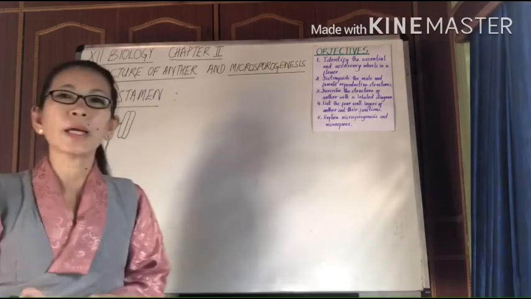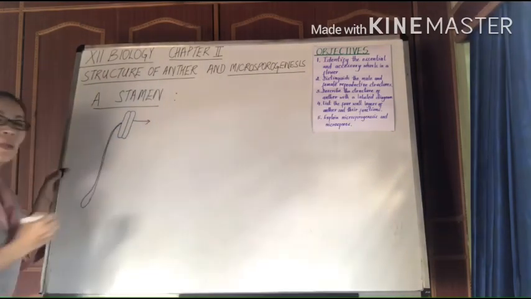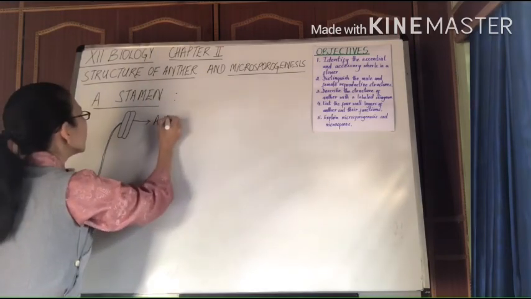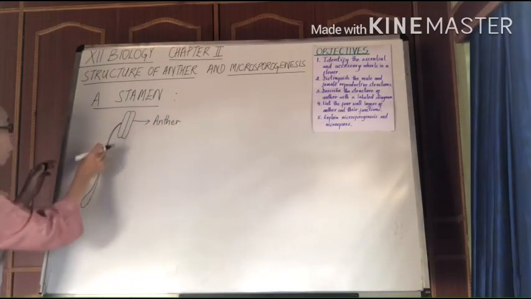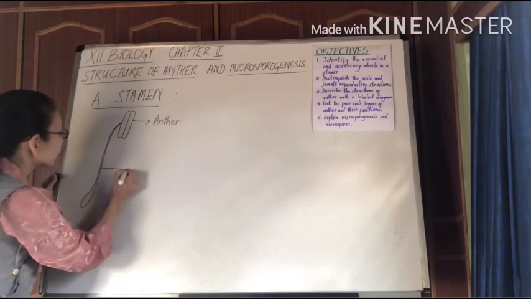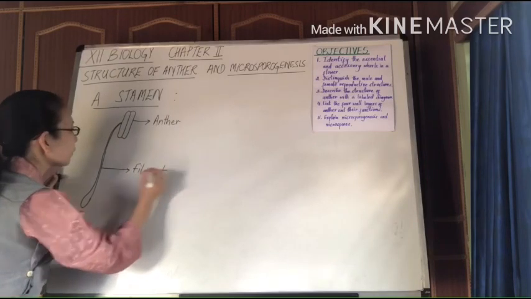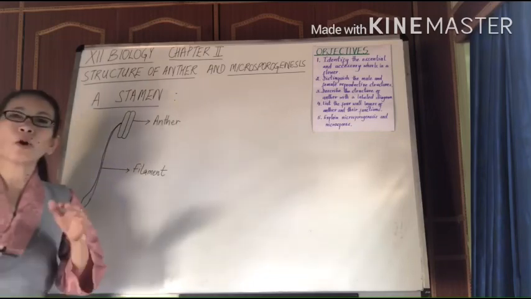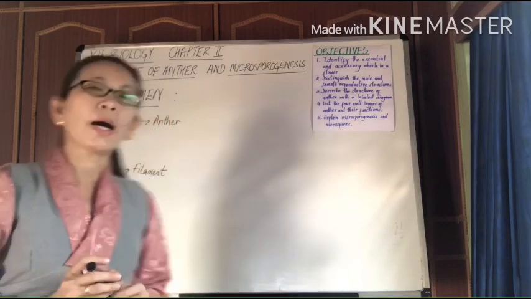So here is a stamen, and this head part of the stamen is the bulbous head part of the stamen. So this is the anther, and the long stalk-like, thread-like structure, this is the filament. Okay, and the filament helps in attaching or exposing the anther and attaching it to the floral part.